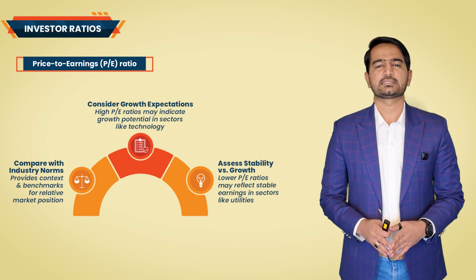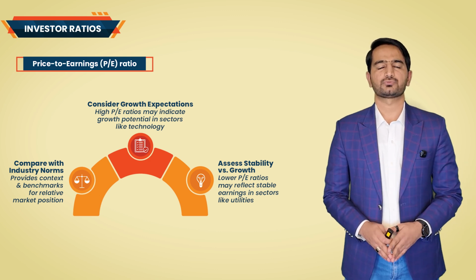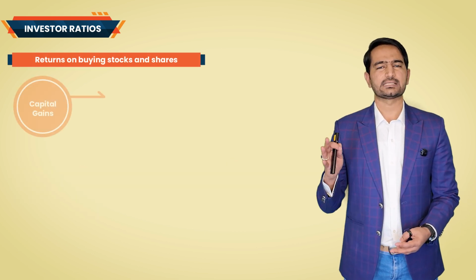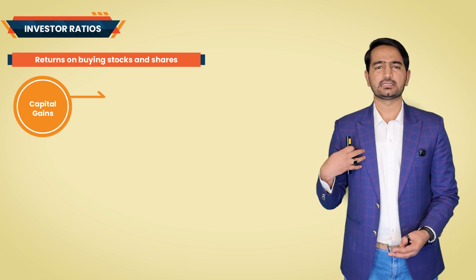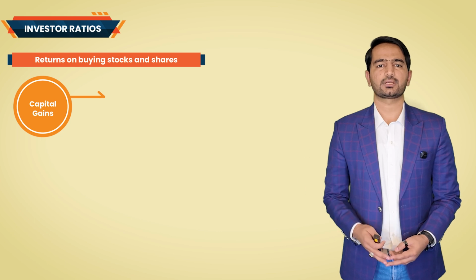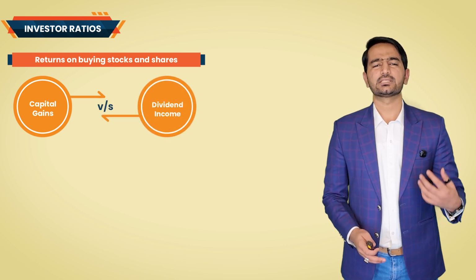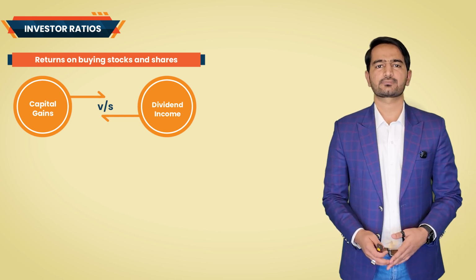All right, my friends, let's move to the next part of our lecture on investor ratios. When investors buy stock, they see two types of return. One is capital gain, that is when the share price increases, they will sell the shares for a profit. And number two, dividend income, that is distribution of a portion of the profit of a company to its shareholders.